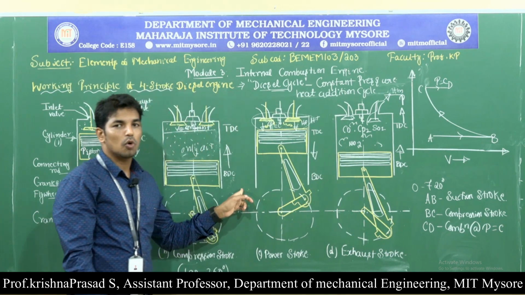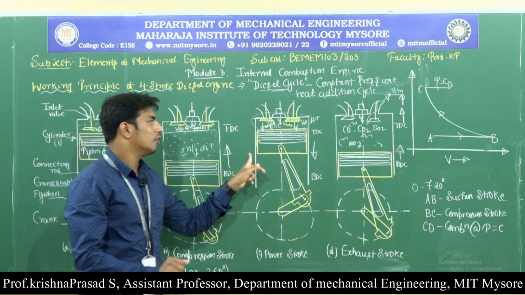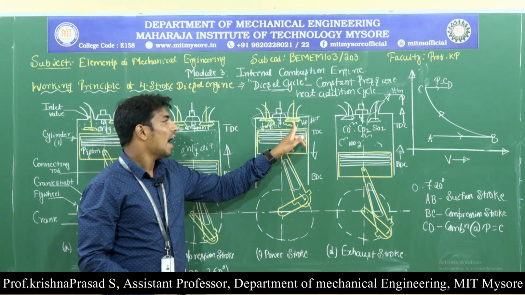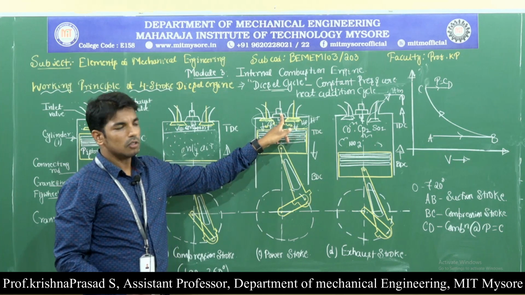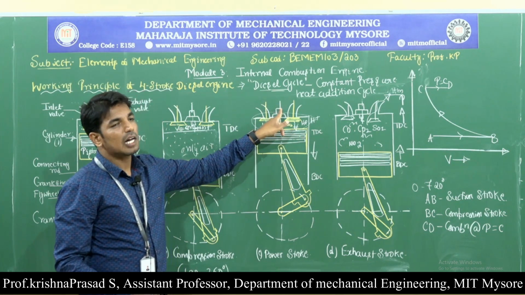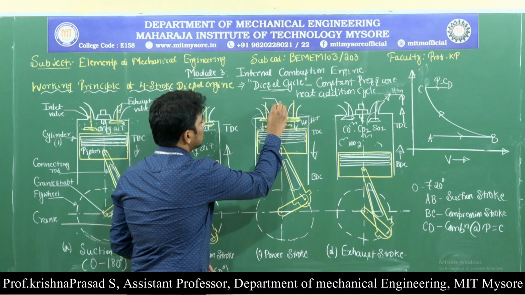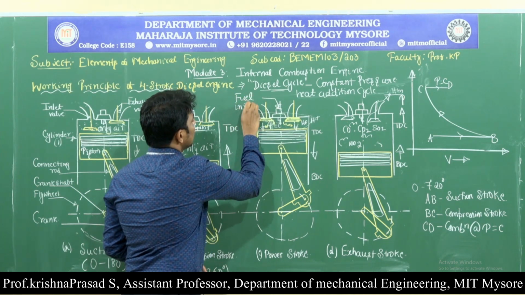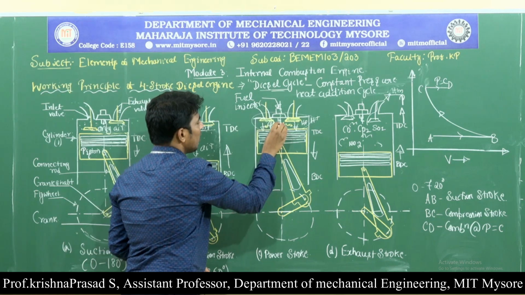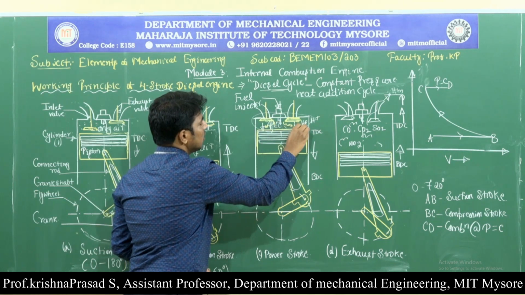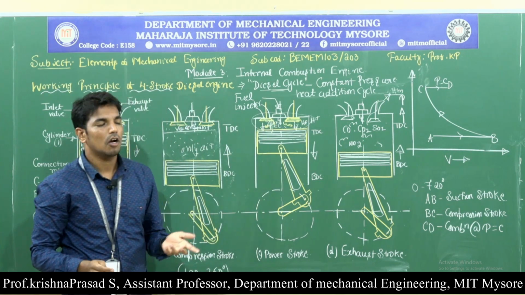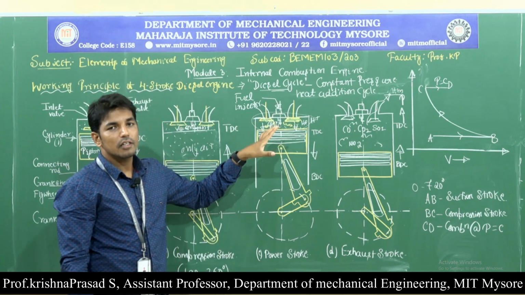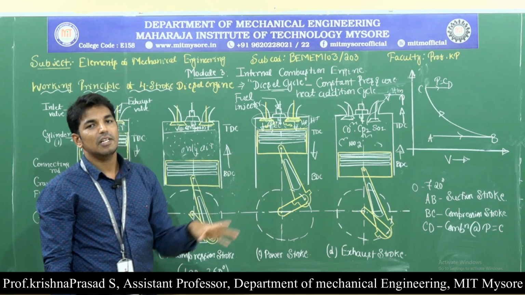Next, power stroke. What happens during the power stroke? During the power stroke, both inlet and exhaust valves are closed, and at the beginning of the power stroke, instead of the spark plug, now a fuel injector is placed, and this fuel injector sprays the diesel into the hot compressed air. So at the beginning of the power stroke, the fuel injector sprays the diesel into the hot compressed air.